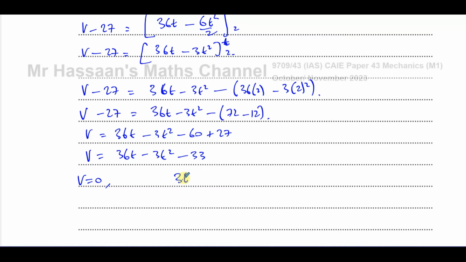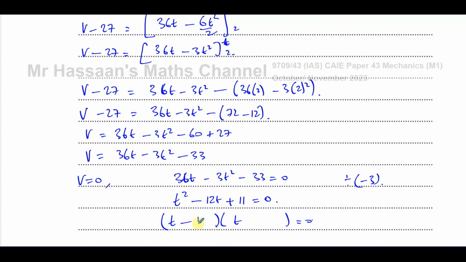So 36t minus 3t squared minus 33 equals 0. Now what we can do is divide by -3, in which case we'll end up with t squared minus 12t plus 11 equals 0. Okay, so we can factorize this.